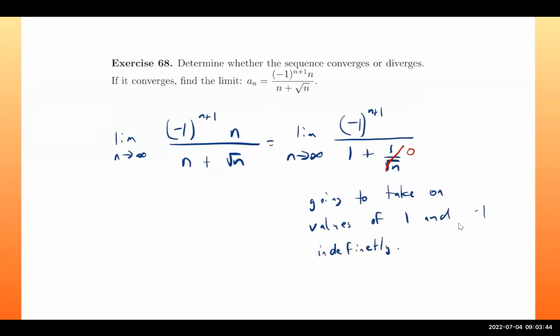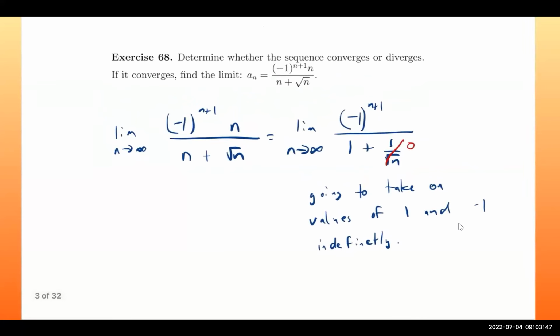which means that it will never converge. It's going to always be 1, -1, 1, -1, and so on and so on forever. So therefore, it never converges. It's divergent. All right, and that is the end.